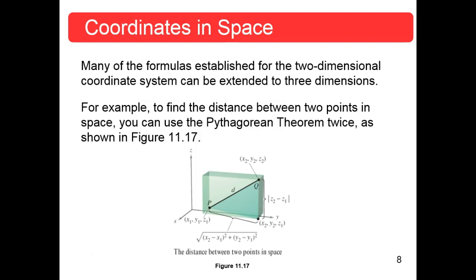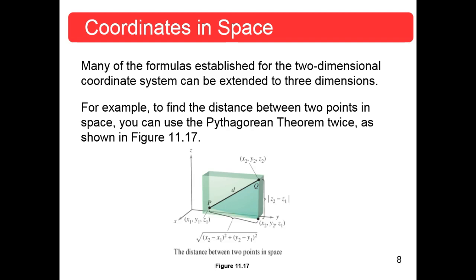Okay, many of the formulas established for two-dimensional coordinate systems can be extended to 3 dimensions. For example, to find the distance between 2 points in space, we use the Pythagorean theorem twice. Okay? Well, this may not be obvious that you would do it this way, but it is what you do. So you have a point P here, and again, you can't tell where this point is. It could be hanging up here, it could be back there somewhere, it could be anywhere.